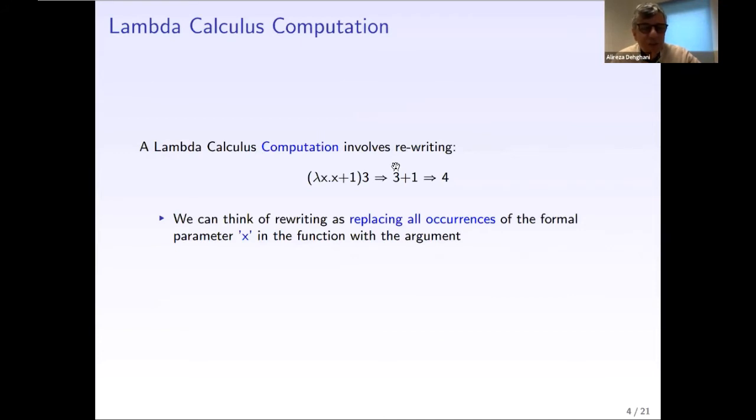Basically, that's the concept of functional programming. We rewrite things. You remember we said we simplify the expression, the function, etc. So if we have something like that, we will say, okay, what would be next? The next would be we put the argument into the input, and then what would be the solution? We will get the output. We can think of rewriting as replacing all occurrences of the formal parameter x in the function with the argument.